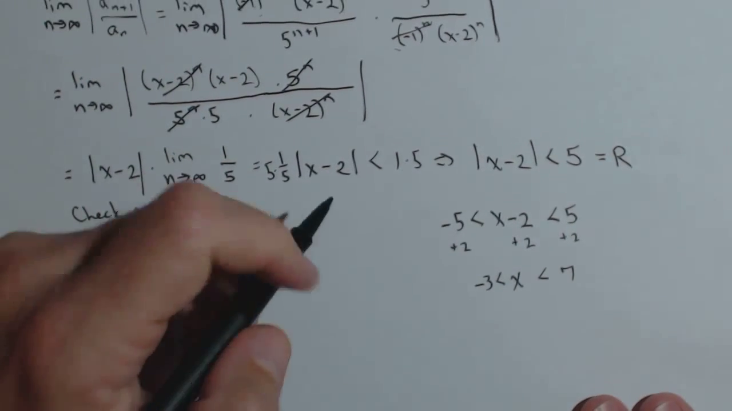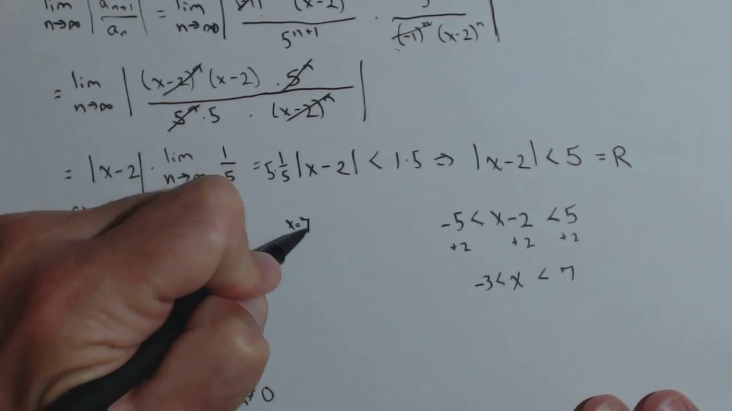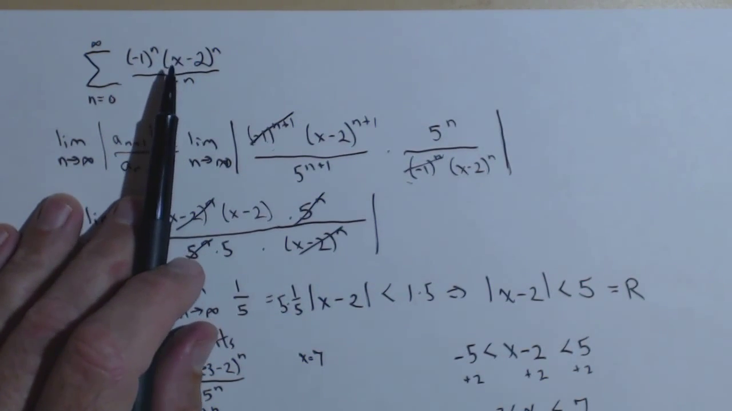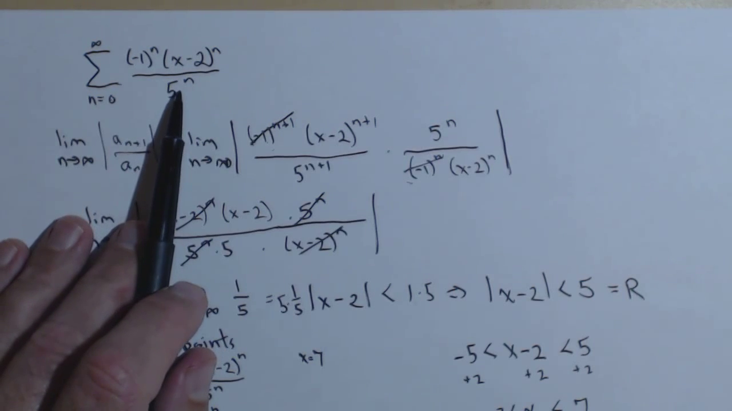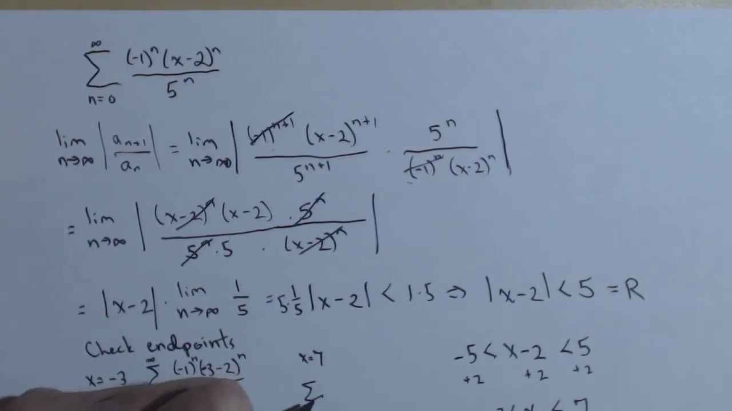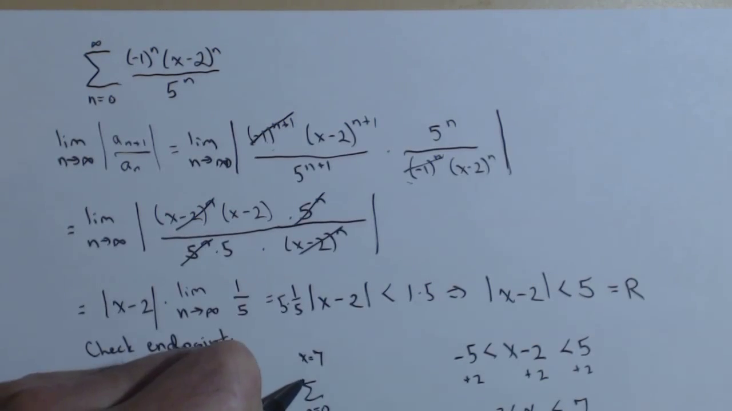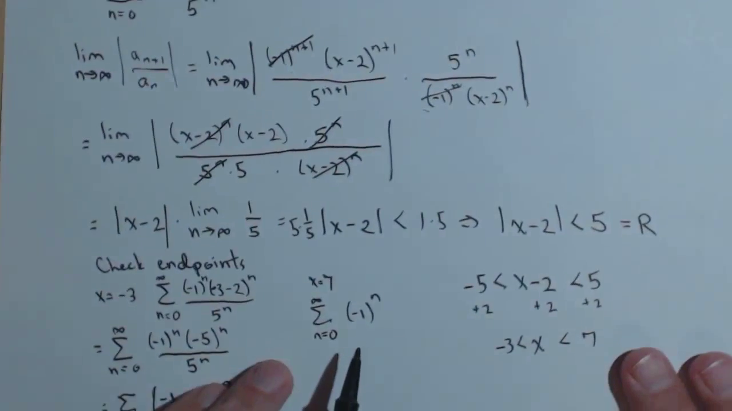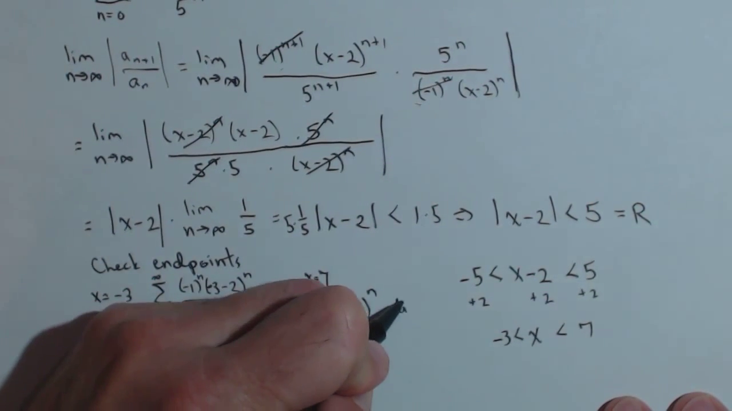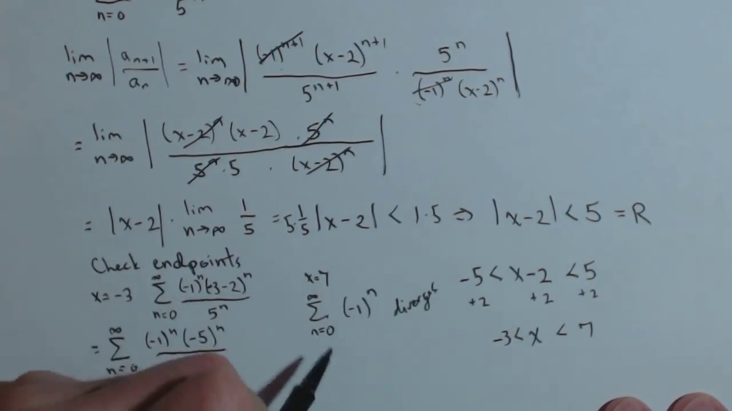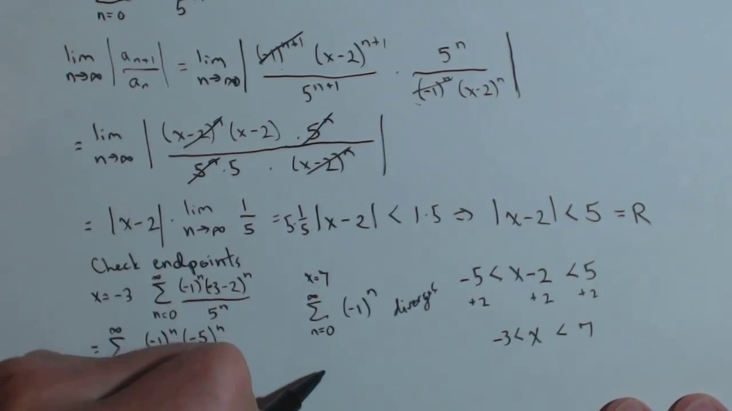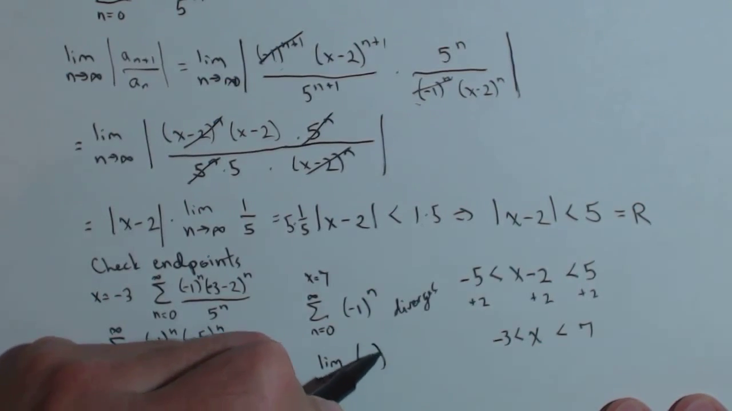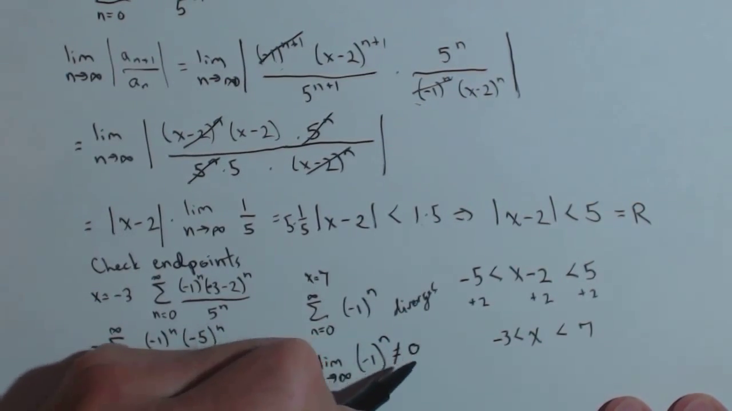We also need to check x equals 7. And we plug that into our original, and we can see 7 minus 2 is going to give us 5. 5 to the n over 5 to the n is going to cancel. So when we plug in that 7, we're going to get the summation from 0 to infinity of just negative 1 to the n. This also is divergent, and we could use the exact same test. The limit as n goes to infinity of negative 1 to the n does not go to 0.